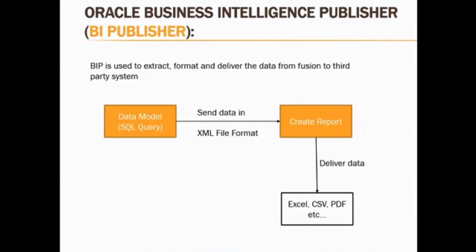Typically, what will BI Publisher do? It is used to extract, format, and deliver the data from Fusion to any third-party applications. So how do you extract the data? In BI Publisher, typically we write SQL queries. Wherever you write SQL queries, that will become a data model. When I write SQL queries and create a data model, that is where you extract the data. Once you have the data extracted, you have to format the data.